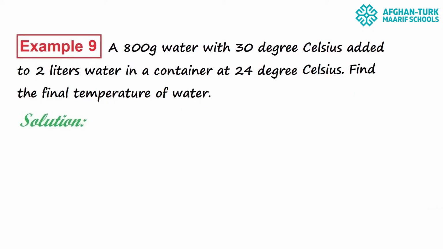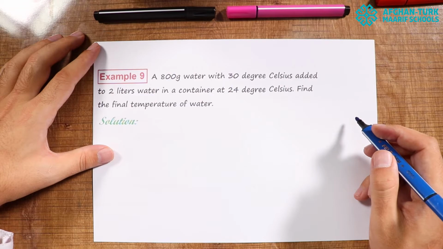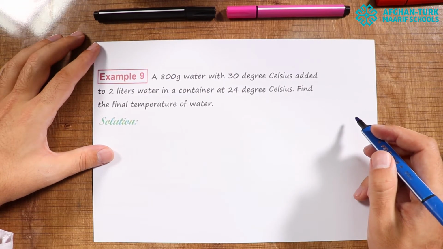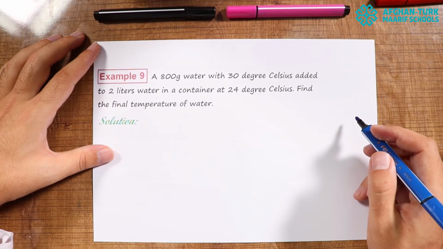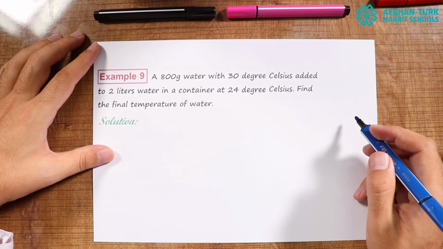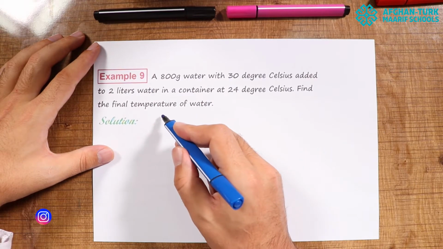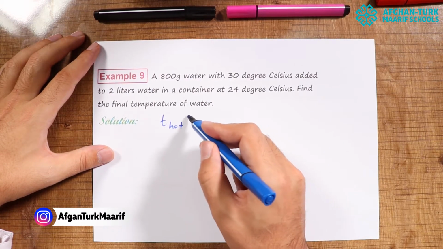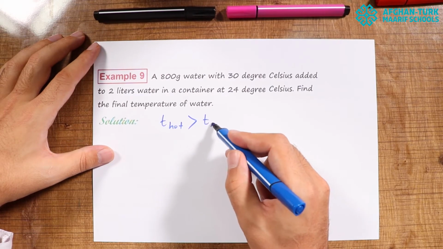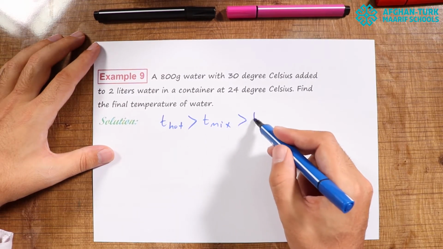In the ninth question, there are 2 cups of water in different masses and temperatures. We will find the final temperature of them when we mix them. We will equalize them to each other with a basic logic. But first of all, we need to make them in order regarding their temperatures. And it must be in this order: T hot greater than T mix, and that's greater than T cold.